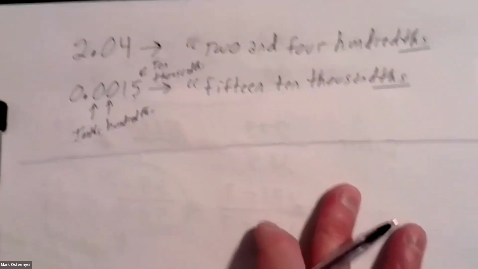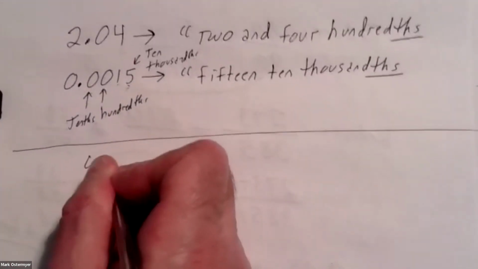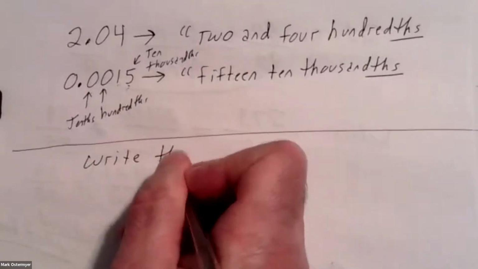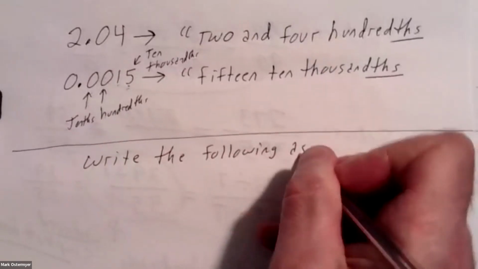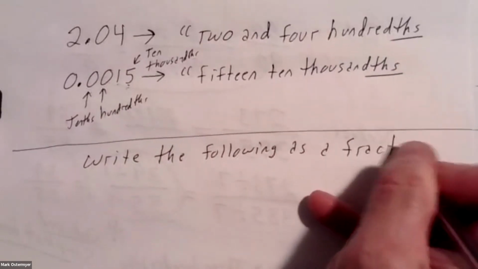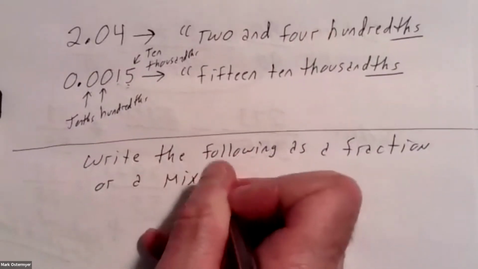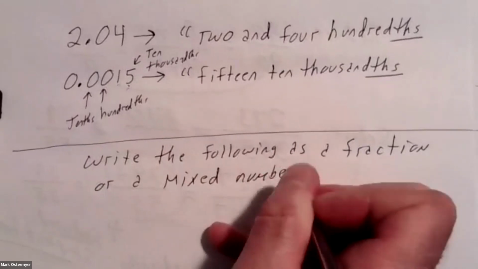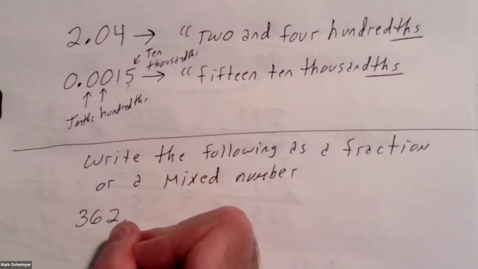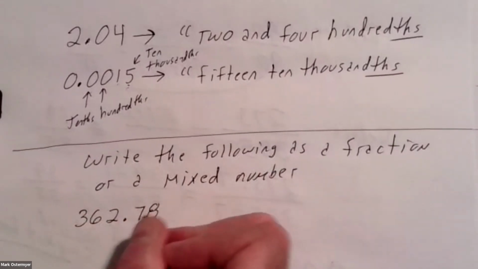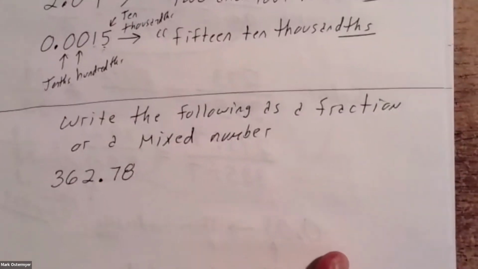All right. Now, let's try to do a couple of these problems. Just try to write the following numbers as a fraction or a mixed number. Let's try this one: 362.78. The way we write this as a fraction or as a mixed number depends upon how we read it.